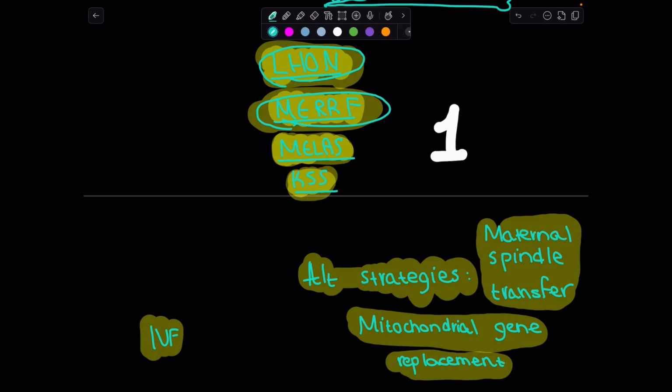2. Pronuclear transfer, PNT. Similar, but done post-fertilization. The pronuclei, nuclear DNA, from a fertilized egg with mutant mtDNA are moved to a donor fertilized egg with healthy mtDNA, which has its pronuclei removed. This also ensures healthy mitochondria in the embryo.